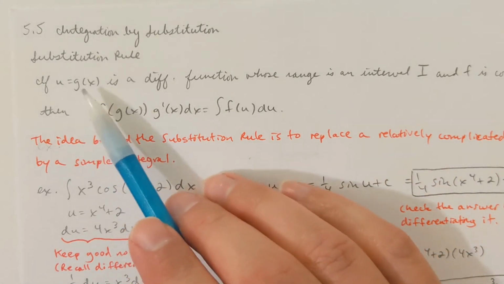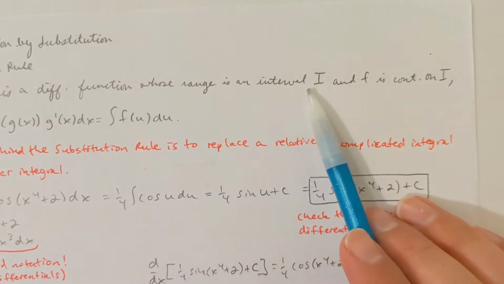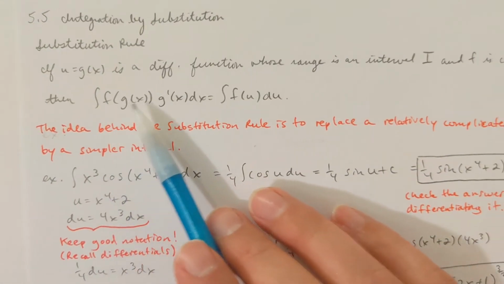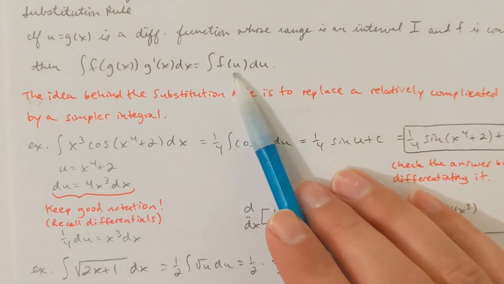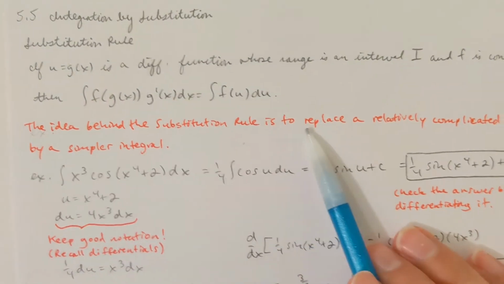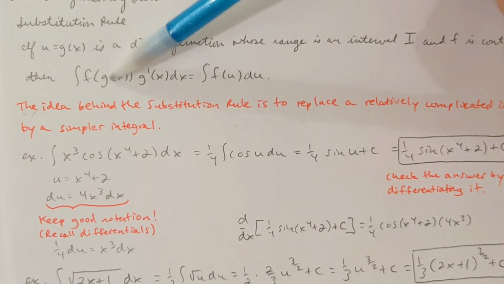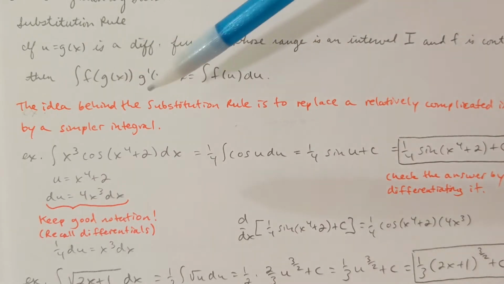It says that if u is equal to g of x, and that's a differentiable function whose range is an interval I, and f is continuous on I, then the integral of f of g of x times g prime of x dx is equal to the integral of f of u du. Now what you're going to do is replace a relatively complicated integral by a simpler integral. And the strategy is to look for a function g of x in the integral whose derivative is also in the integral. So here's an example.